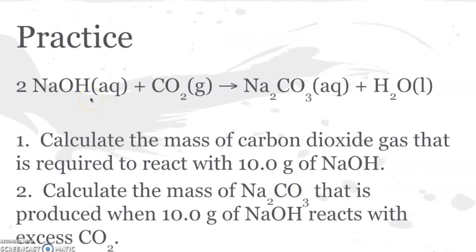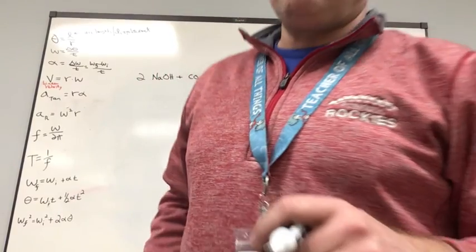All right, so here's another example. We got this balanced equation. So we want to do two calculations. We want to calculate the mass of carbon dioxide gas that is required to react with 10 grams of NaOH. And we want to calculate the mass of Na2CO3 that is produced when 10 grams of NaOH reacts with an excess of CO2. Do them now.